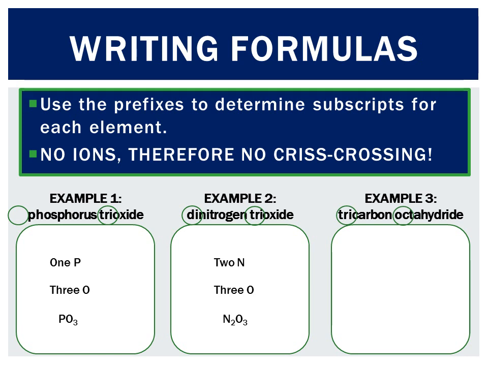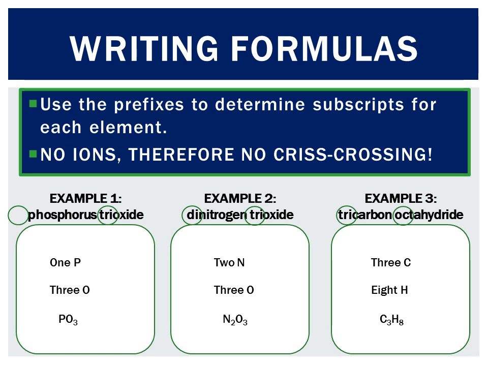Last one. Tri goes with the carbon, octa goes with the hydride. 3 carbons, 8 H. Hydride is H. That was kind of a tricky one there. Hydrogen hydride, 8 hydrogens. Put it all together: C3H8.